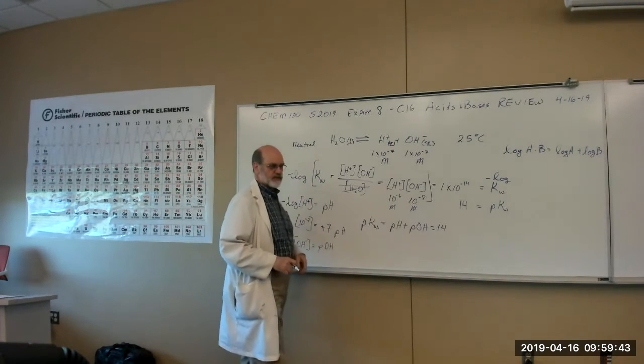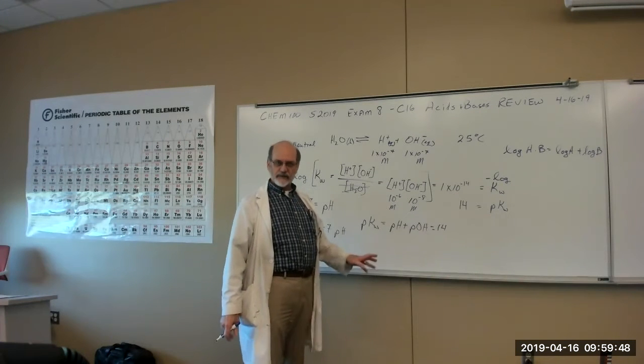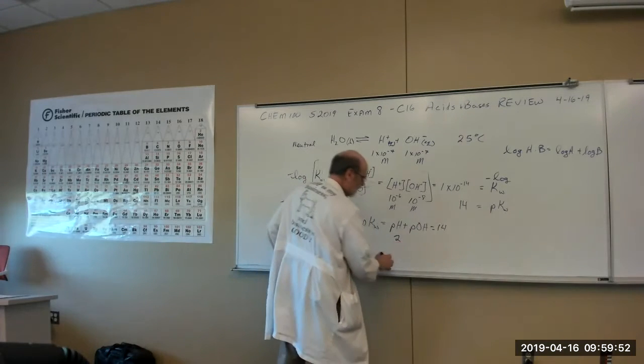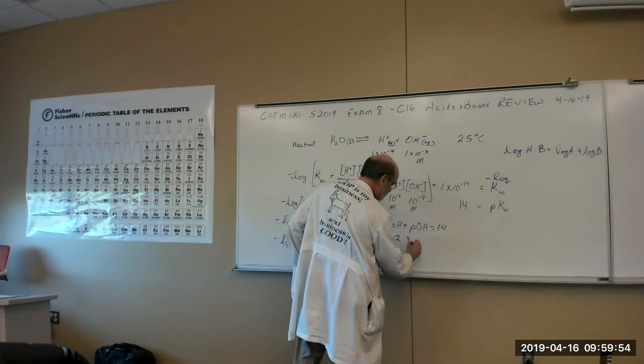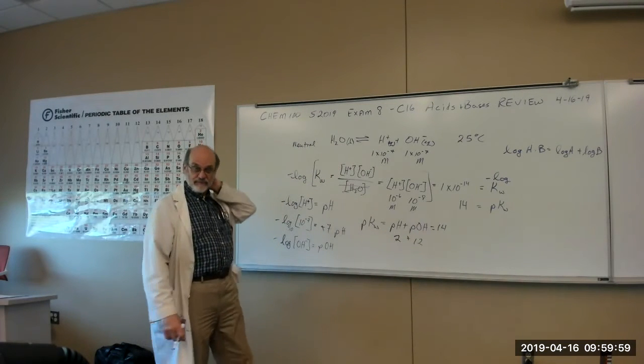So if we know the pH is, let's say your stomach is behaving itself today and it's a pH of 2, that means that the pOH would have to be 12. Okay?